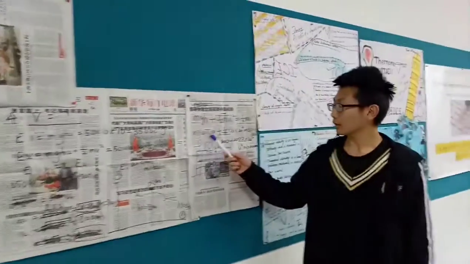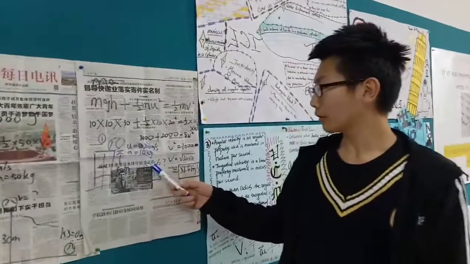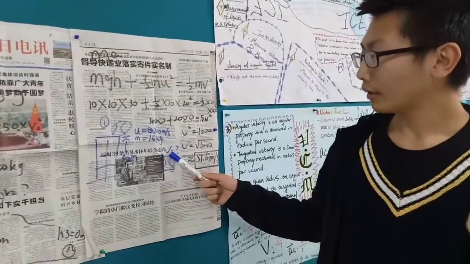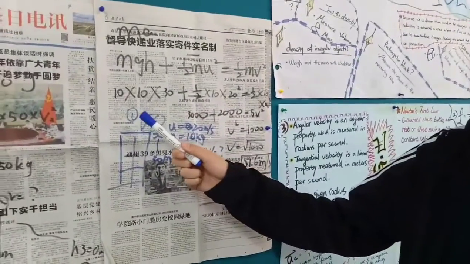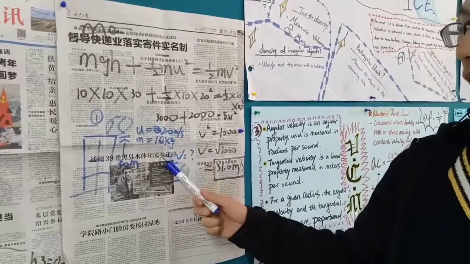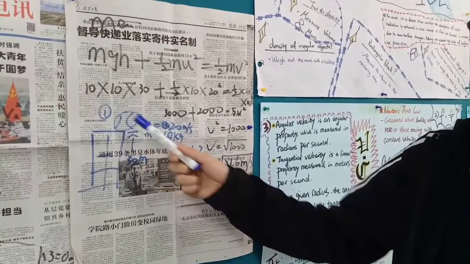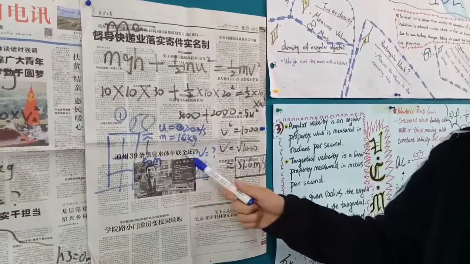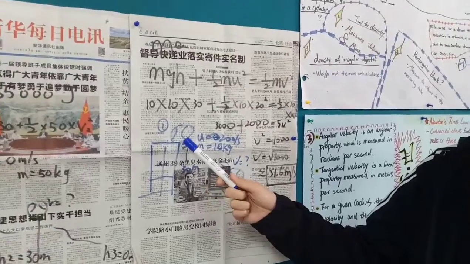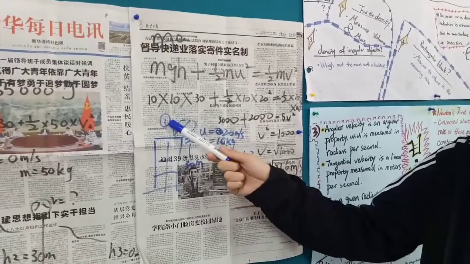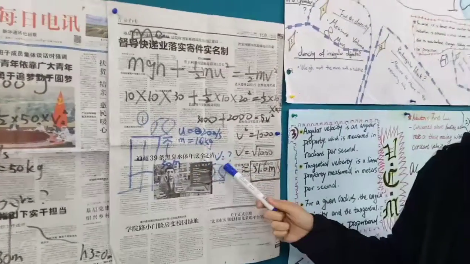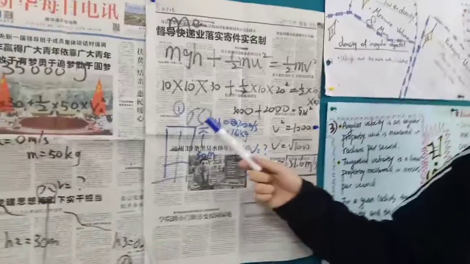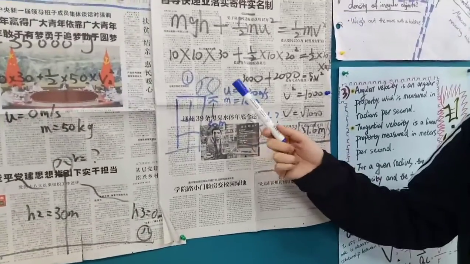This is the second question, and it's asking for the final velocity. First, we need to understand the two positions; their energies are the same. In the first position and the second position, the total energy doesn't change.